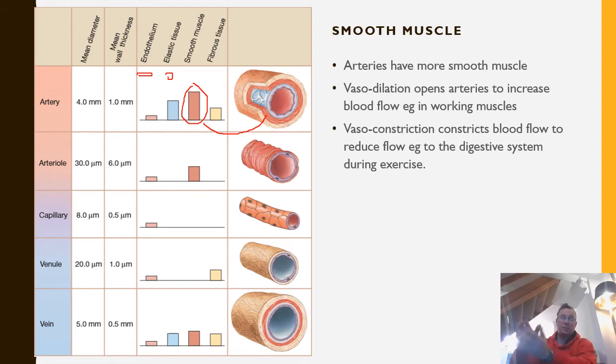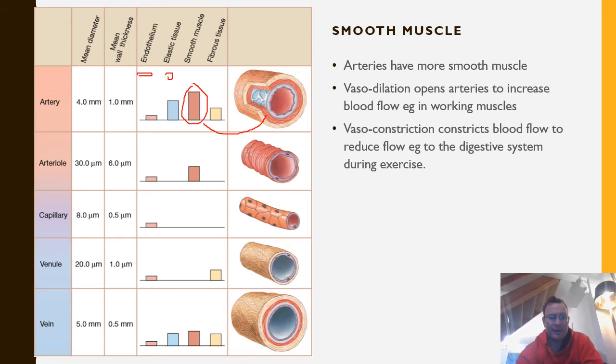So smooth muscle, again, helps that recoil. That elasticity helps absorb that pressure, but it also helps squeeze and constrict areas where you don't want that blood flow, so the digestive tract when you're exercising, and it allows relaxation where you are exercising, where those muscles are being used.